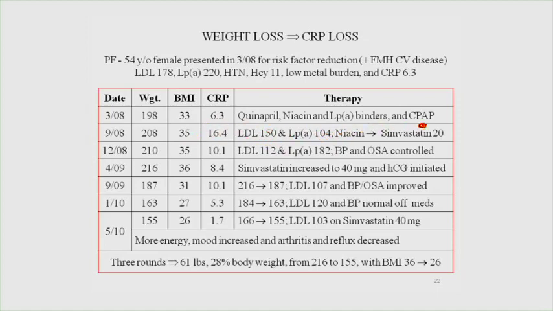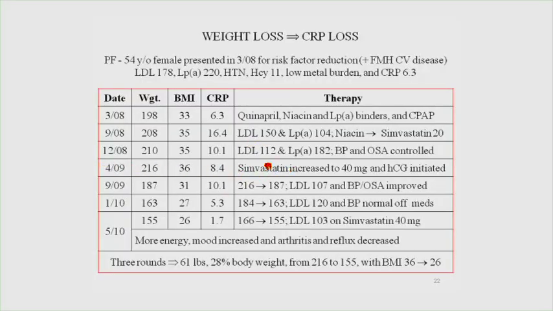And I switched her from niacin to simvastatin, and her LDL fell, and her CRP fell. Statins will lower CRP. They downregulate the immune response. Then in 2009, I increased the simvastatin, and she began our HCG program, and her weight fell slightly, and her CRP fell. With the first round, weight fell 216 to 187. CRP didn't fall. It was 10.1, but her hypertension and sleep apnea improved.